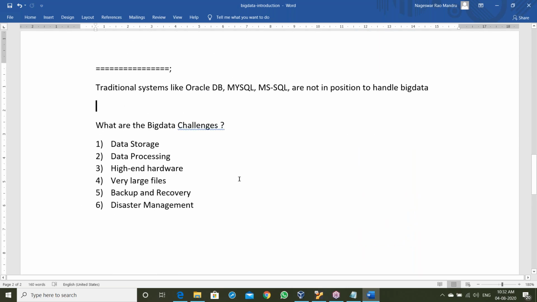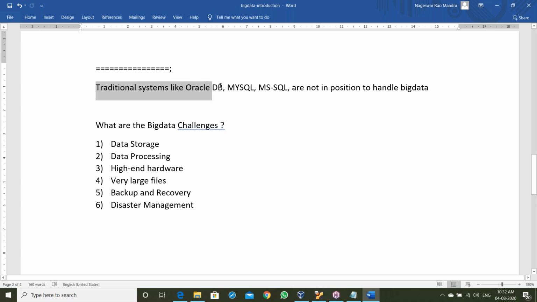Now these are the big data challenges: data storage, data processing, high-end hardware, very large files, backup and recovery, and disaster management. These are the main challenges. Apart from this, many challenges are there that we'll see next one by one.